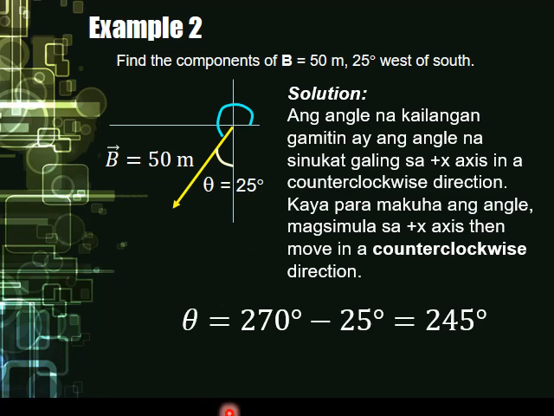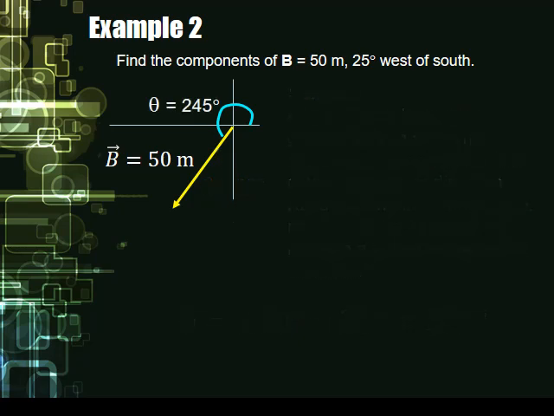So, gagawin lang natin, 270 degrees minus 25 degrees. Ayan, ito yung angle na yan. So, this is 245 degrees. Ito yung 245 degrees, yung gagamitin nating angle sa pag-solve ng x and y components of vector b.